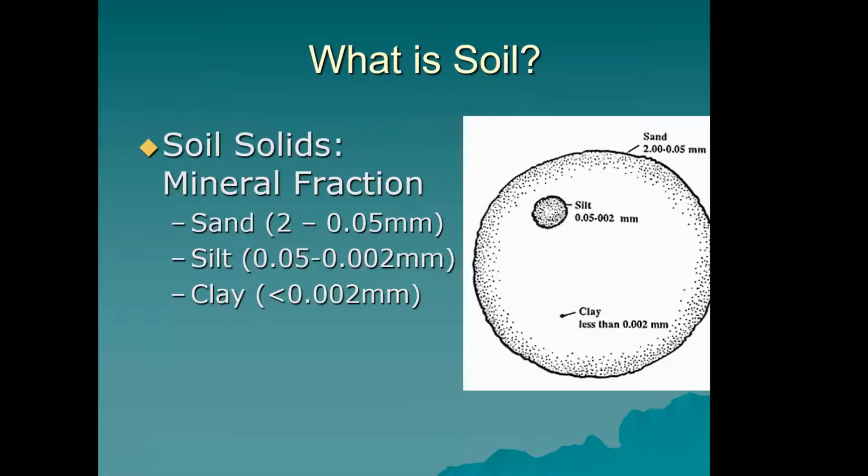0.002, that's kind of an odd number. What does that really mean? That means 2 microns, 2 millionths of a meter. So clay is really, really, really small stuff. You'd need an electron microscope in order to see individual particles of clay.